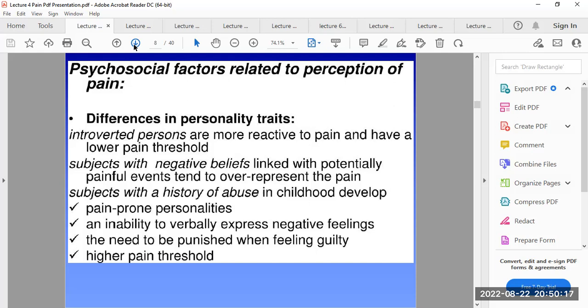Subjects with negative beliefs linked with potentially painful events tend to overrepresent the pain, through too much thinking or being very thoughtful about the events. Also, a history of abuse in childhood development is another aspect of pain-prone personalities, as is the inability to verbally express negative feelings. Some cannot express the issue and remain quiet. It is also allowed to express your feelings verbally, but you just control your expressions.